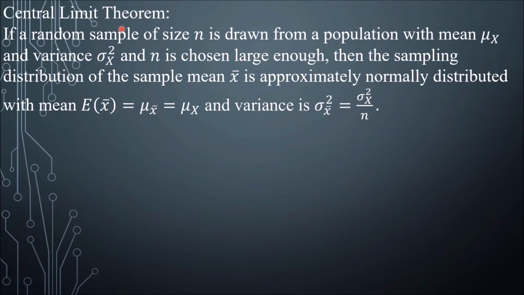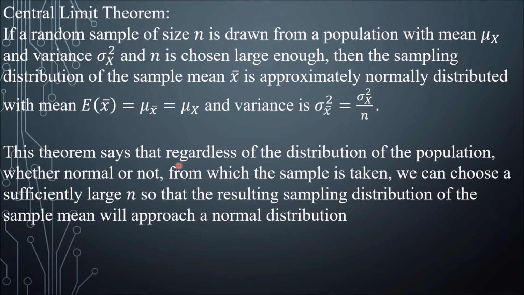Central limit theorem states that if a random sample of size n is drawn from a population with mean and variance, and n is chosen large enough, then the sampling distribution of the sample mean is approximately normally distributed, with mean of the sample mean equal to the population mean, and variance of the sample mean equal to the population variance divided by n, or the sample standard deviation is equal to the population standard deviation over square root of n.